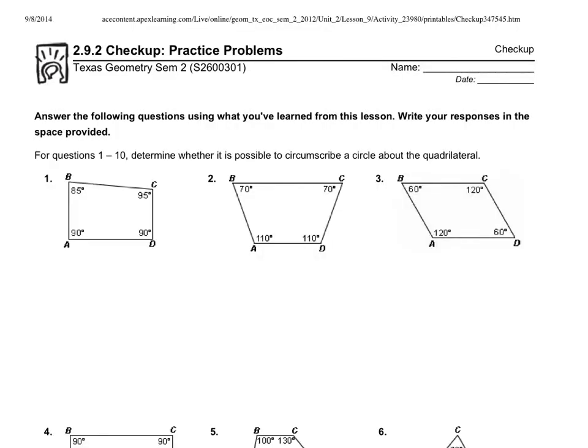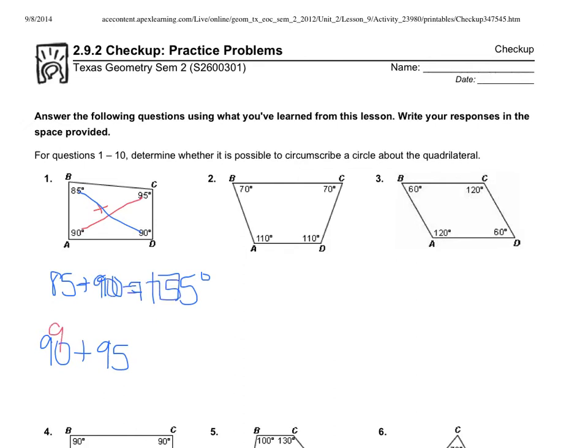So we've got to determine whether or not it's possible to circumscribe a circle about the quadrilateral. Well, to figure that out, we need to add, because our opposite angles should be supplementary. So we need to add 85 plus 90, which is going to be 175, and 90 plus 95 is going to be 185. So I could not circumscribe a circle around this, because in order for it to work, these would have to be 180, but they're not.